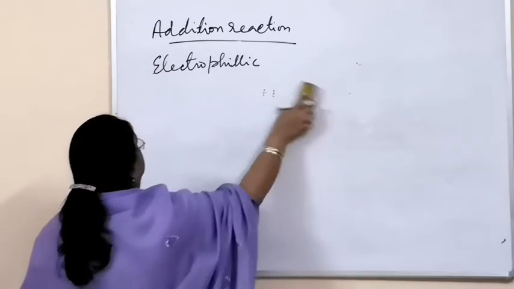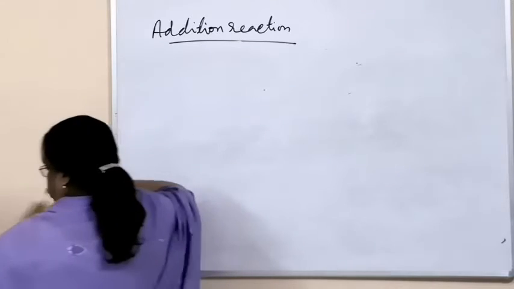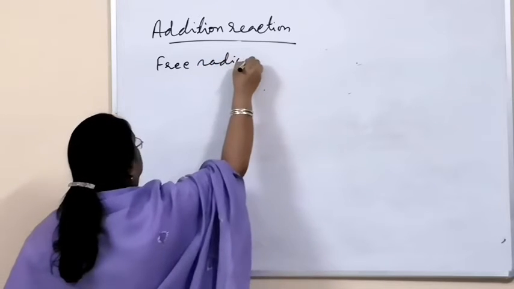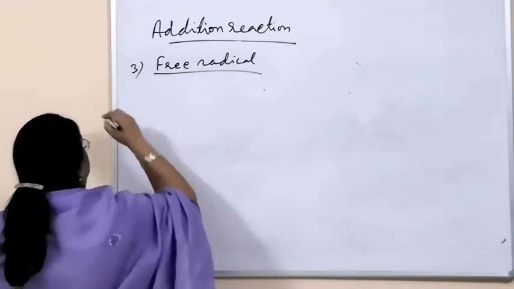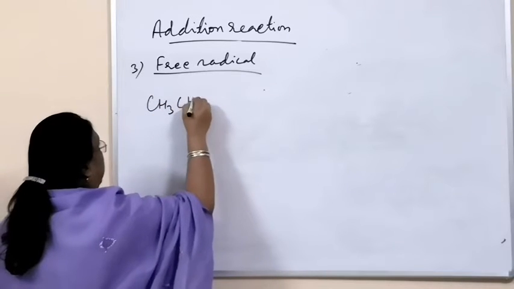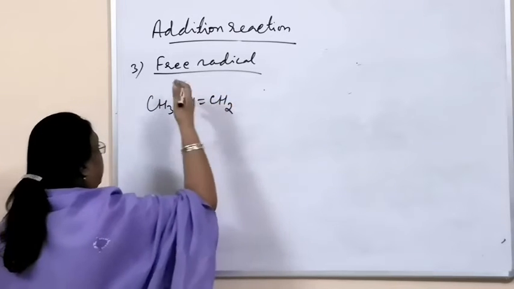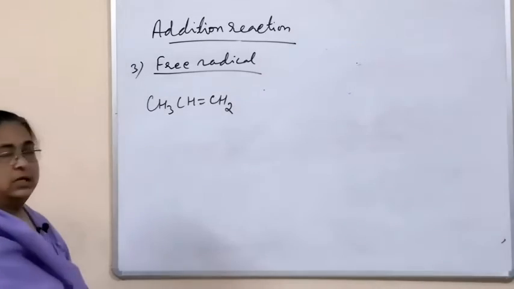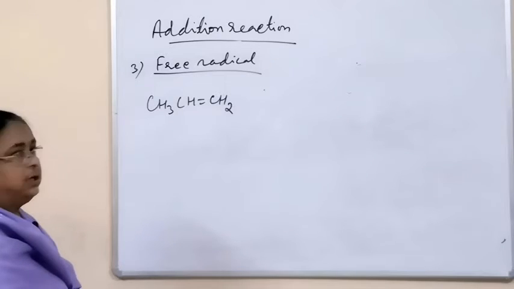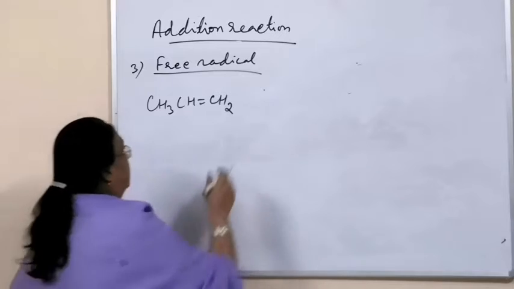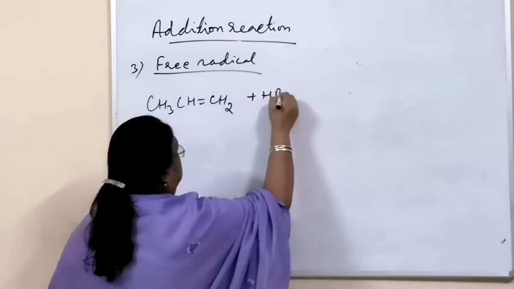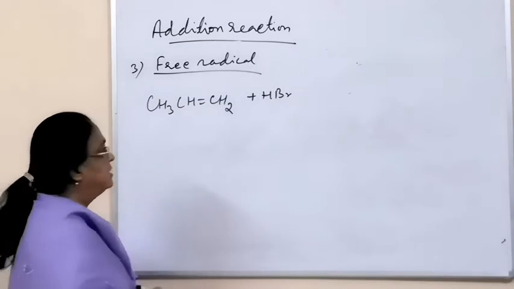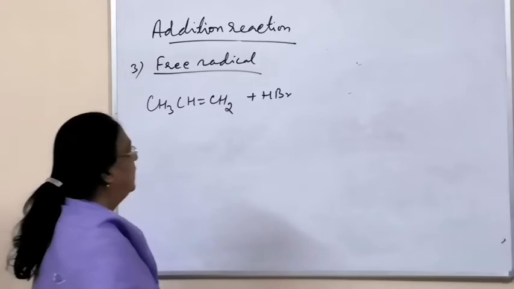Now the third kind of addition reaction is free radical addition reaction. This is for unsymmetrical alkene addition reaction. So unsaturated compounds have to be there, and this free radical is popular for your alkene and alkyne which are unsymmetrical. This is unsymmetrical and this is also unsymmetrical. Both of them are unsymmetrical. So you may be thinking it is like the previous electrophilic, but it is different from electrophilic.